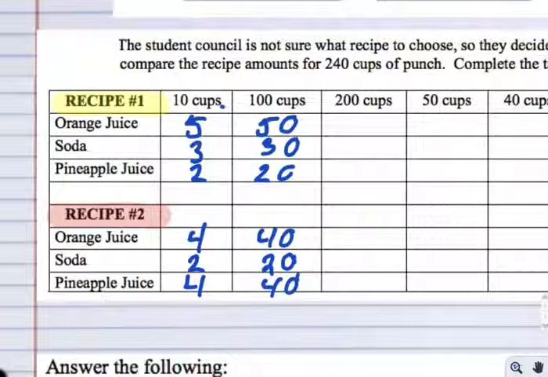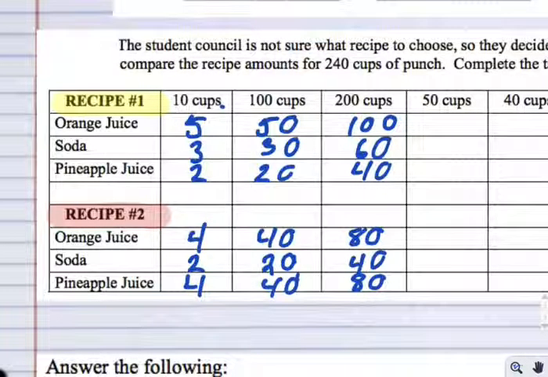Then it asks, for 200 cups, how much of each ingredient should I include? Well, to get from 100 to 200, I could either multiply my 100 cups by 2 and get 200, or I can take 100 cups and add another 100 cups to get 200 cups. So I'm going to multiply because it seems faster to me. 50 times 2 is 100, 30 times 2 is 60, 20 times 2 is 40, and I can continue on with recipe number 2.